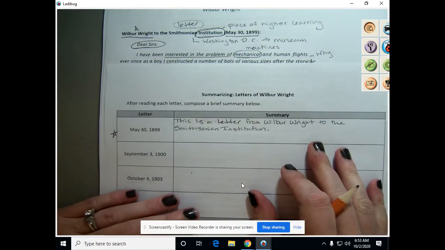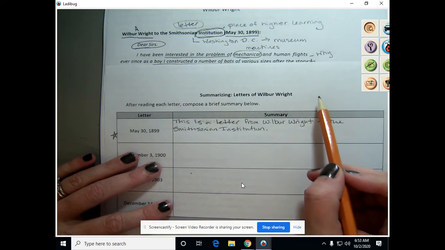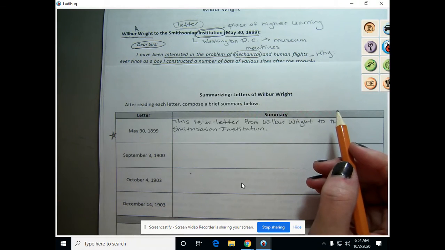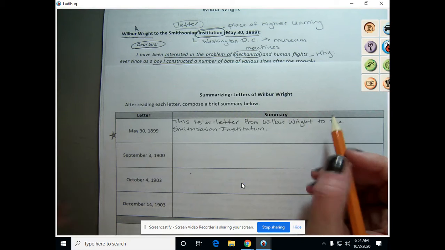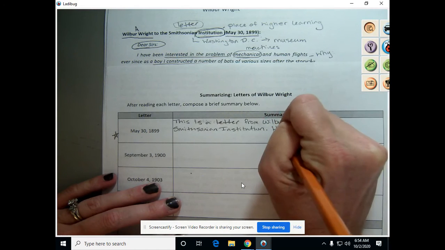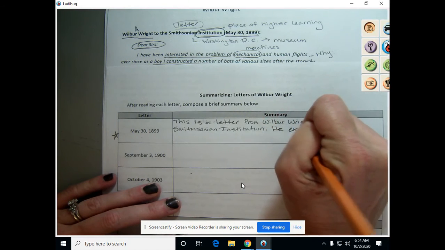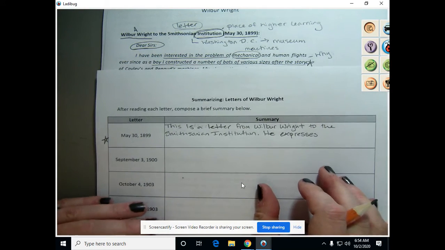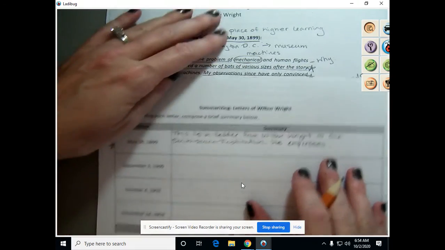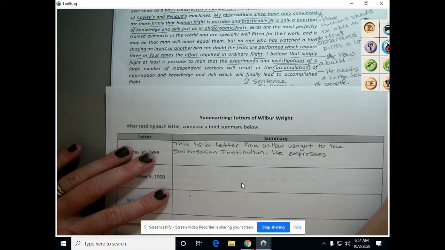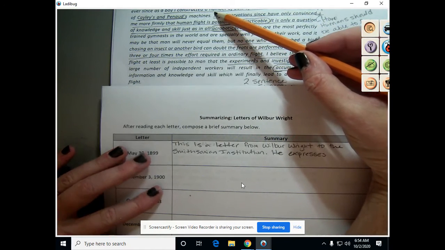So now we need to think of an action of what he's doing. Is he telling? Is he describing? Is he expressing? Is he explaining? I think I'm going to use the word expressing. He expresses. And what is he really expressing? Well, after looking at each one of my summaries, it sounds like he's interested in human flight.